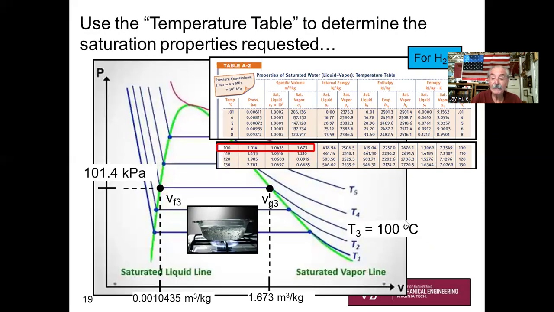Okay, so here's what we need to do to finish. If that were a homework problem, we would label our PV diagram. Here's our green vapor dome. We just looked up these numbers in the temperature table because we had the temperature. And so we've got 101.4 kPa is the pressure, and this v_f3 is this tiny little number, and v_g3 is 1.673 cubic meters per kilogram. And then check, we got it.